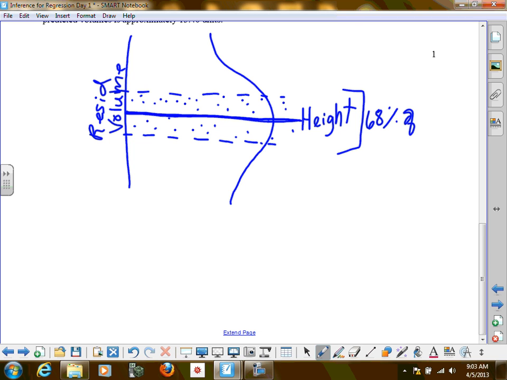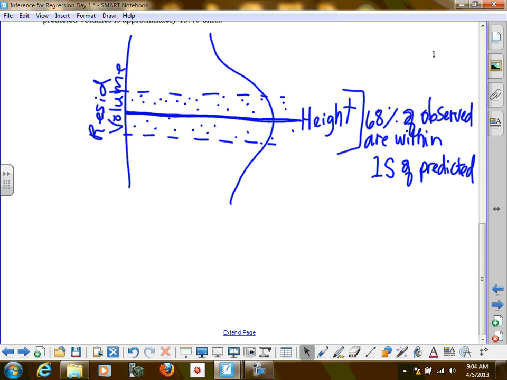of the observed are within 1 standard deviation of the predicted. Okay, and what value was that? What were we told the value on this computer printout was? 13.4. So this value is 13.4, and this would be down 13.4. So whatever the units are, going up 13.4 and going down 13.4 is not too much of a worry. Okay? But that's within 1 standard deviation, so that's reasonable.